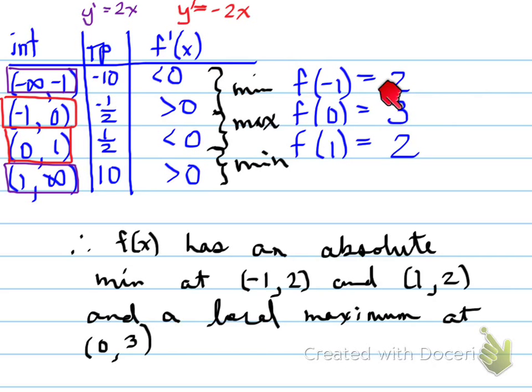So that's what I did here. Now, f of x has a local minimum at negative 1, 2, and 1, 2, and a local maximum at 0, 3. All right, let's go to the next one.